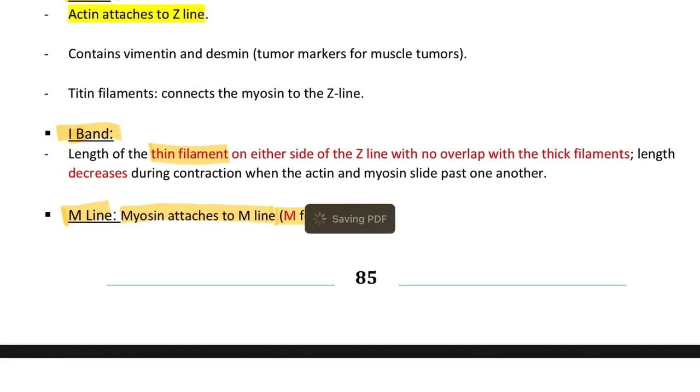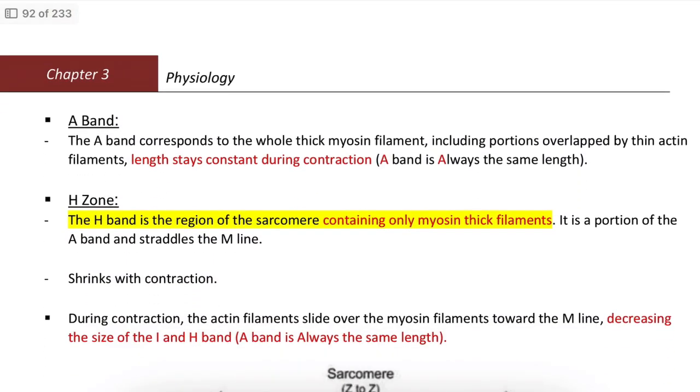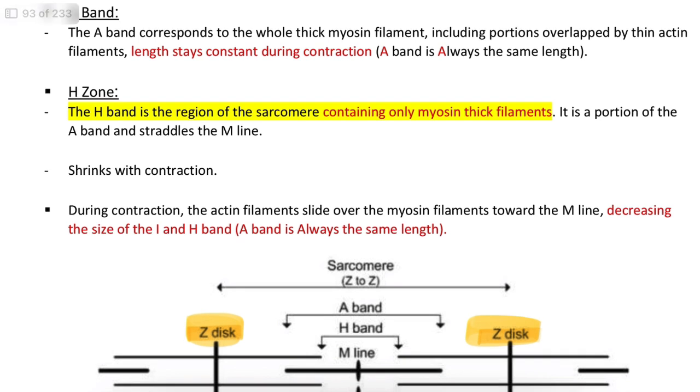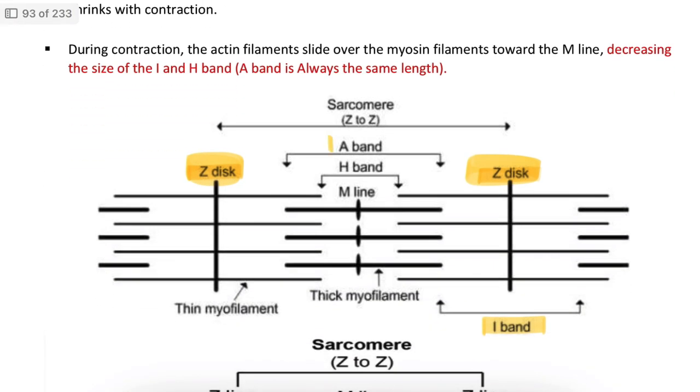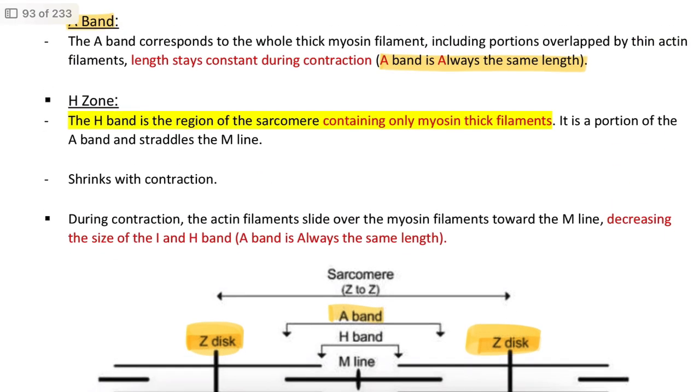Okay, next we are going to discuss the A band. The A band is also known as the anisotropic band. It contains the entire myosin filament, the thick filament, including overlap with actin. The A band remains the same length during contraction. The mnemonic is: A band is always the same. It is not going to change. You can see here, this is the A band, always the same. During contraction it will not change, and during relaxation it also will not change.